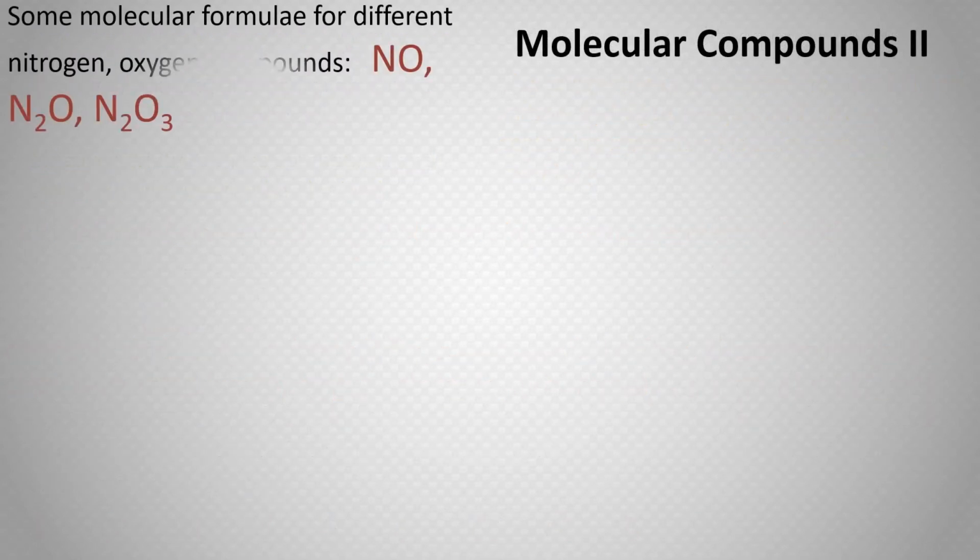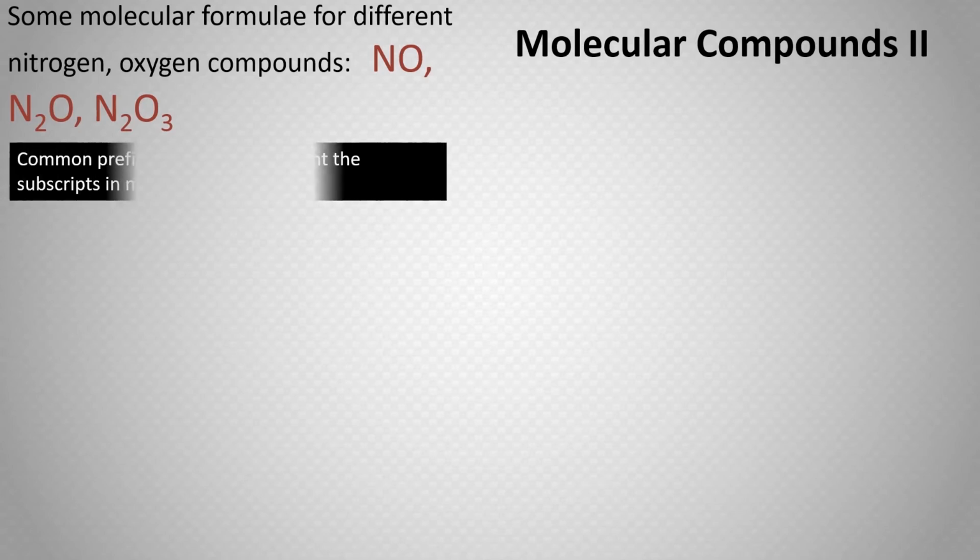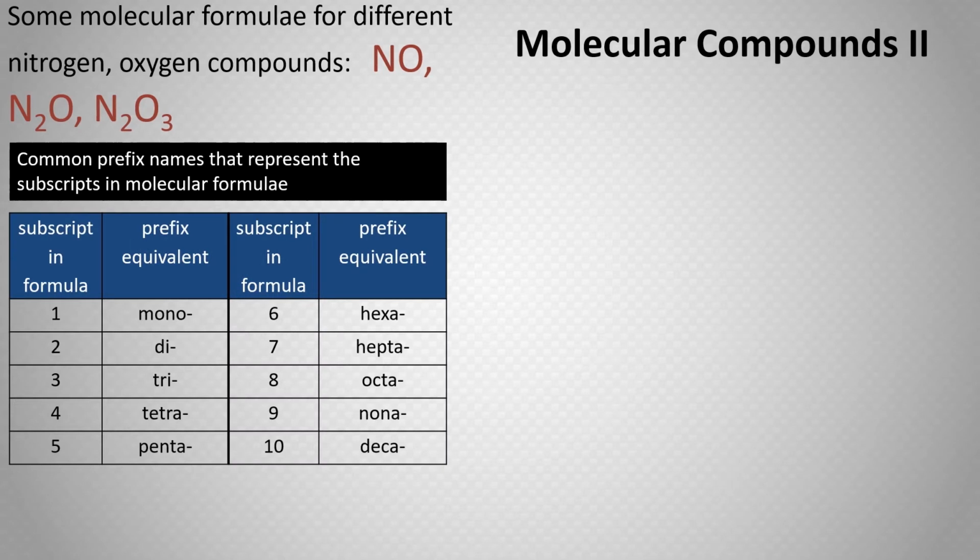Here are some of the different molecular formulae for a variety of nitrogen-oxygen compounds: NO, N2O, and N2O3. Now, having names that can distinguish between all these different compounds is the reason nomenclature rules are critical in chemistry. First, we will establish common prefix names that represent the subscripts in the molecular formula for these types of compounds. These prefixes are in the table on this slide and should become familiar to us.